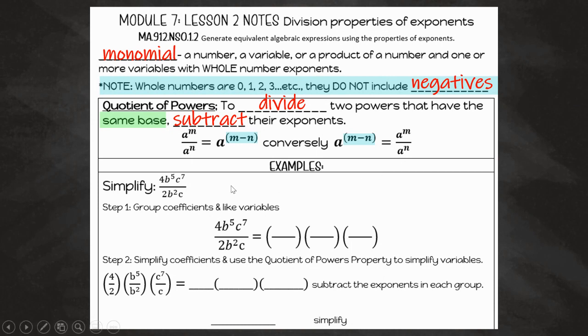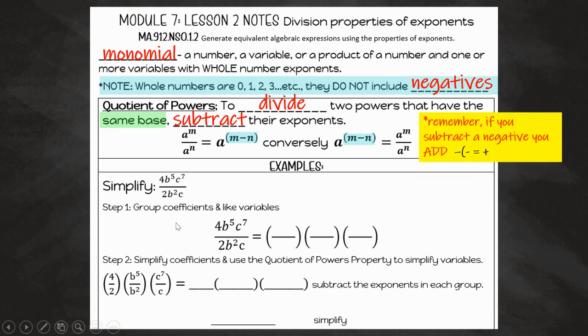All right, so in our first example, we need to simplify 4b to the 5th, c to the 7th, being divided by 2b to the power of 2, c. So the first thing we're going to do is group our coefficients and our like variables, and then we're going to simplify from there.